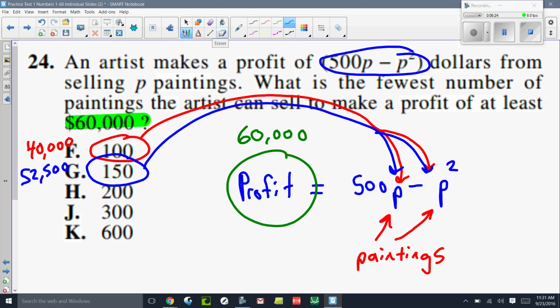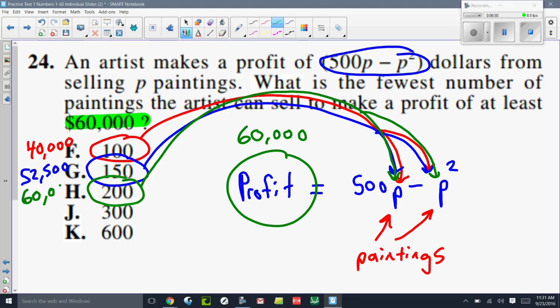However, you do notice that just by increasing 50 paintings, we did increase our profit by quite a large margin. So I'm going to go ahead and continue to check these. Working backwards, I'm going to check what happens if we sell 200 paintings. So we'll plug 200 in for P. Again, you would take 500 times 200, and you would subtract 200 squared. Doing so gives you 60,000.